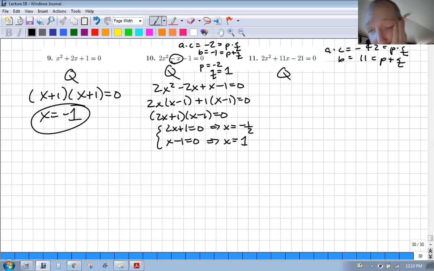Let's see. What do we got here? 42. 6 and 7. No, not 6 and 7. What are our possibilities here? 42 is 2 times 21. That doesn't work. 3 times 14. That'll work. If we do -14 and 3. No, +14 and -3.